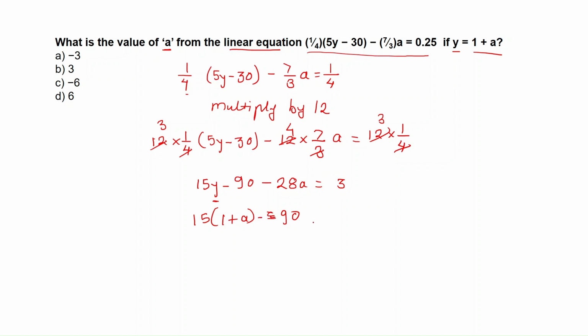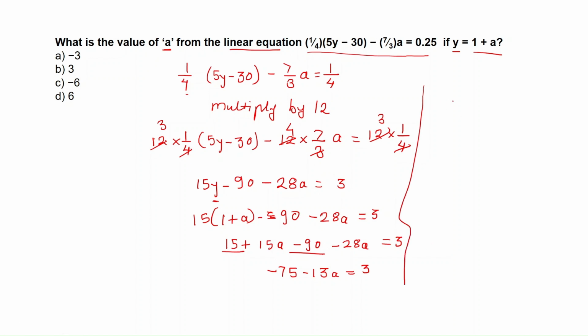Minus 90 minus 28a is equal to 3. So let's simplify this. 15 plus 15a minus 90 minus 28a is equal to 3. Okay, so 15 minus 90 is minus 75, and 15a minus 28a is minus 13a, is equal to 3. Okay, so minus 13a is equal to 3 plus 75.